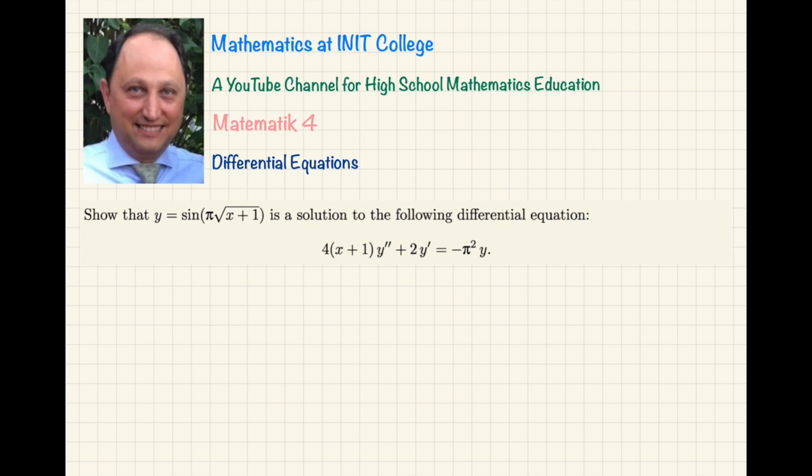Hi, this is Babak. In this video I am going to solve the following problem for you. Let me read the problem for you first. Show that y equals sine of pi times the square root of x plus 1 is a solution to the following differential equation: 4 times (x plus 1) times y double prime plus 2 times y prime equals minus pi squared y.